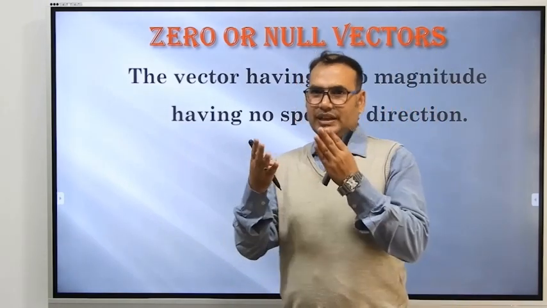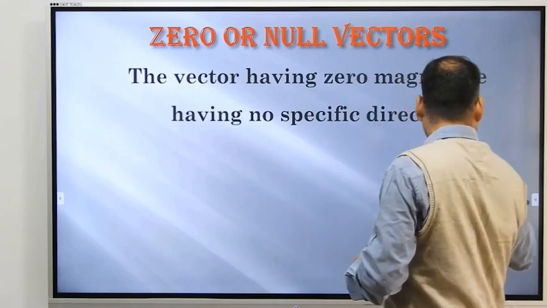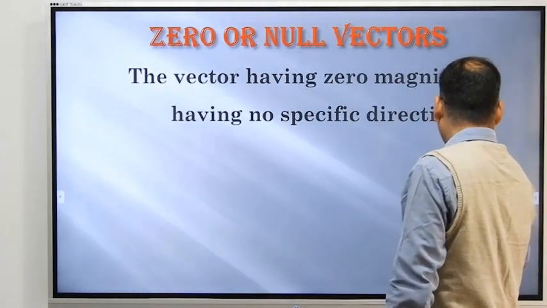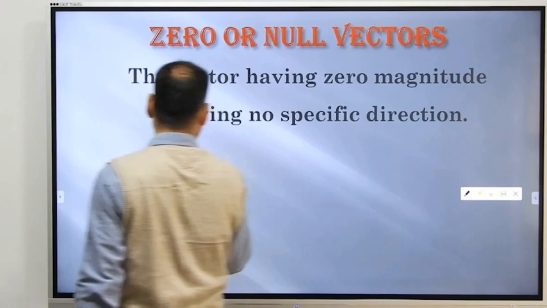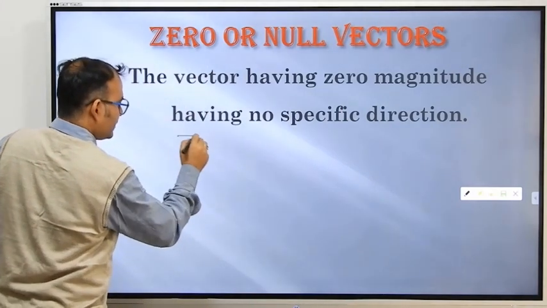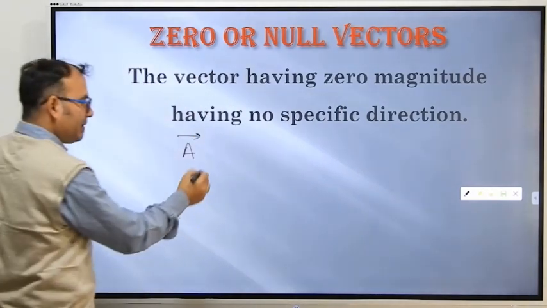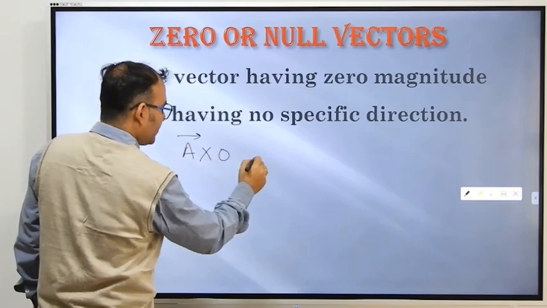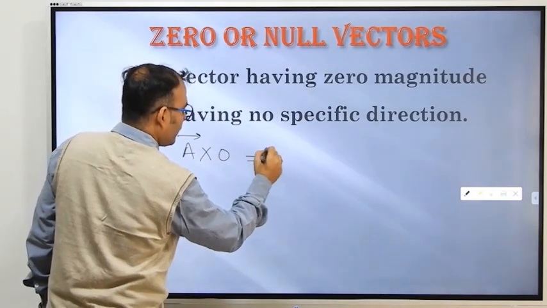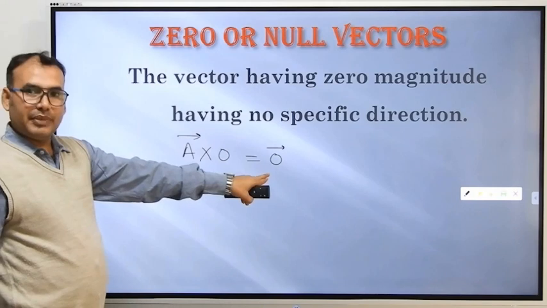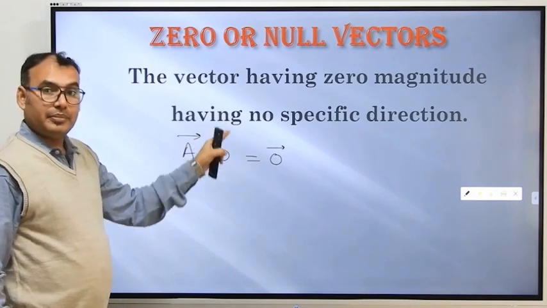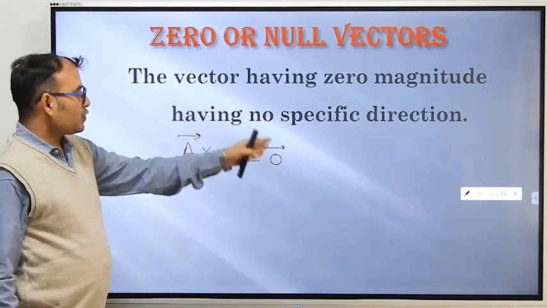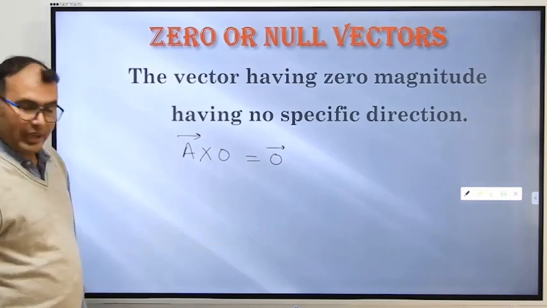How can we get a zero vector? Suppose any vector is there, A, right? This is the vector, and we are multiplying this vector by 0. Then whatever we get is a zero vector. It does not have any magnitude, it does not have any specific direction. So this vector is the zero vector.